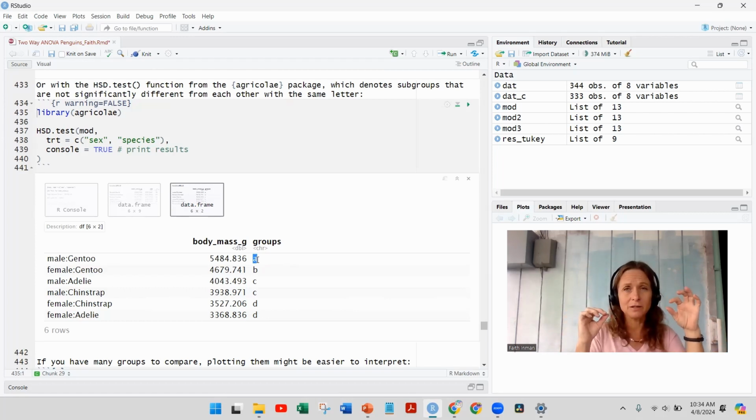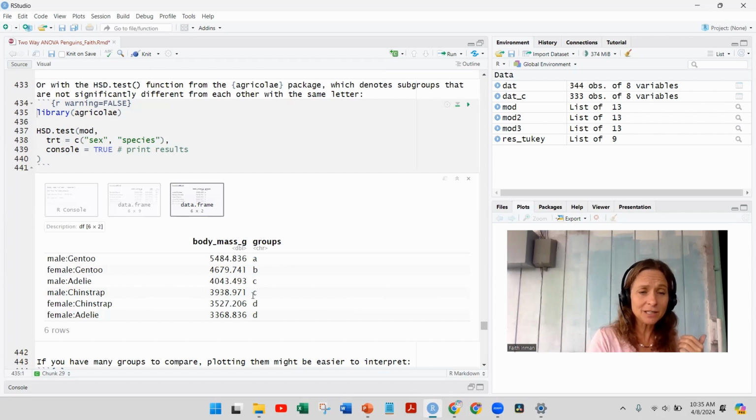If they don't match, they are different. So again, male Gentoo is group A. Female Gentoo is group B. They're in different groups. That means there's a significant difference between the male Gentoo and the female Gentoo, right? They're not the same. Male Adelaide is a C. It's in the C group. That means it's different from A and B. It's different from the male Gentoo and the female Gentoo.